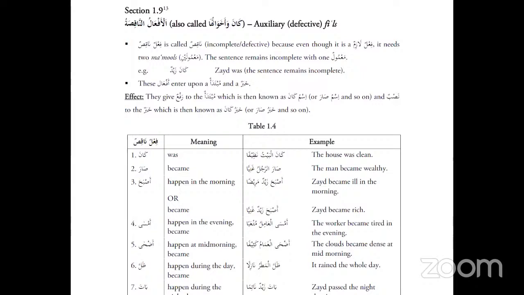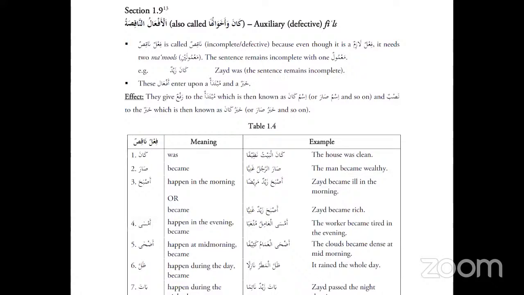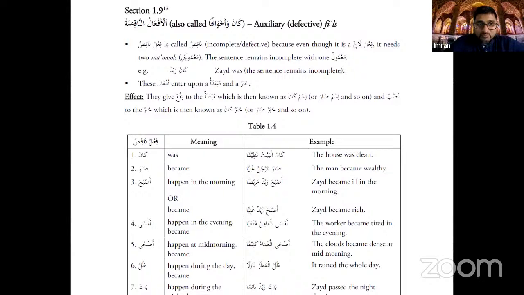Al-af'alu an-naqisatu, also called. I've got a question from book 2. Al-af'alu is a plural, an-naqisatu is feminine. Why is it? Because it's a broken plural. And what else? Non-living. Exactly.